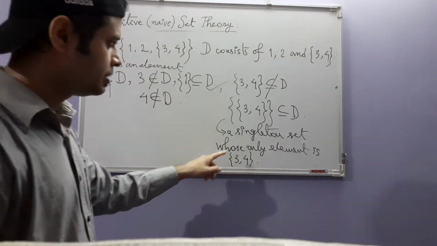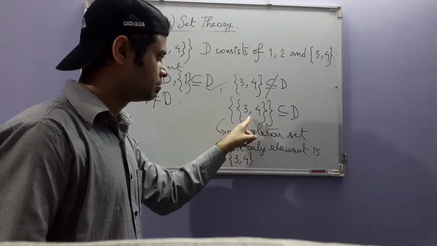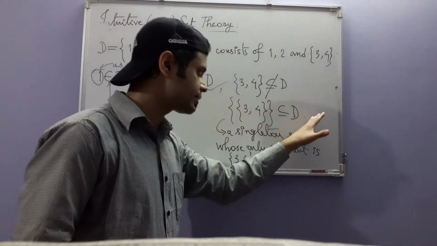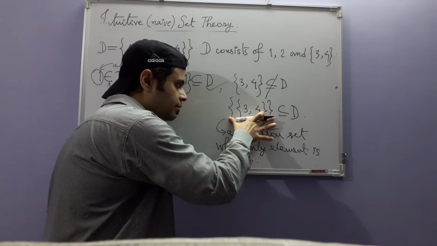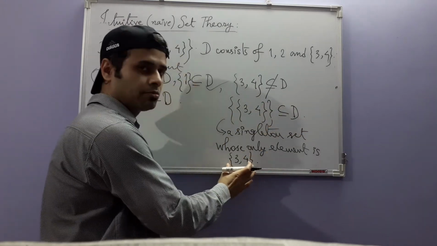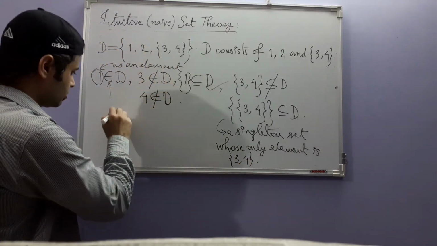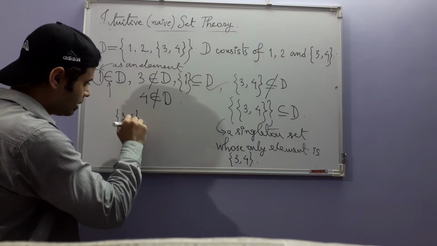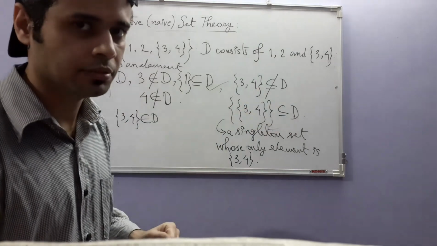Okay, so it's again a set whose element is a set. Now for this to be a subset of D, every element in this set must be in D. It has only one element, and that element is {3, 4}. Whether {3, 4} belongs to D? Yes. {3, 4} belongs to D as an element. So that's why this is a subset of D.